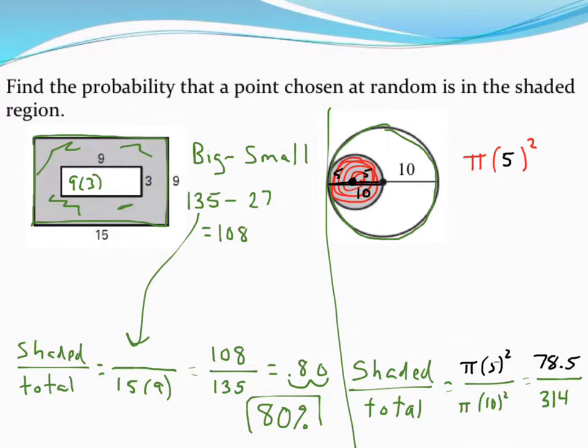And then finally, to get the probability that I land in that section, if I pick a point at random, go ahead and divide that. That divides out to be about 0.25, and then multiply that number by 100, or just move your decimal 2 spaces over, and I get a probability of about 25%.